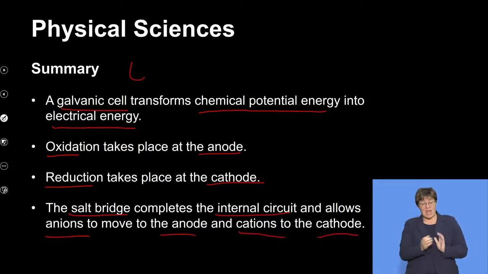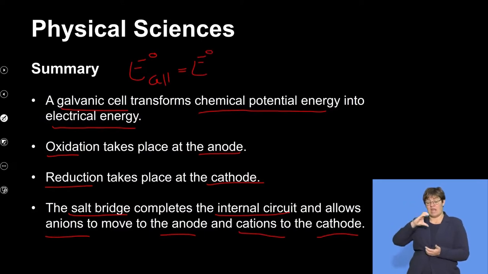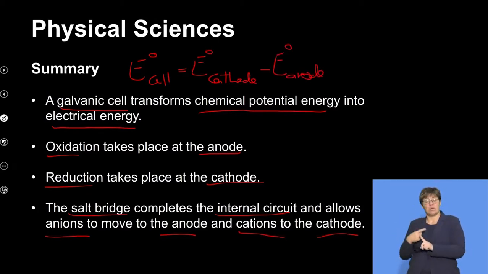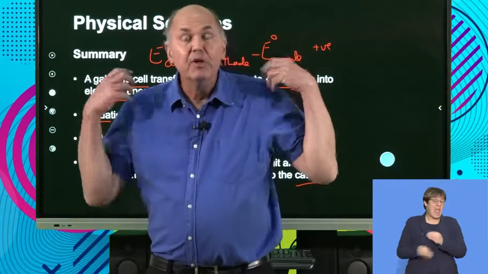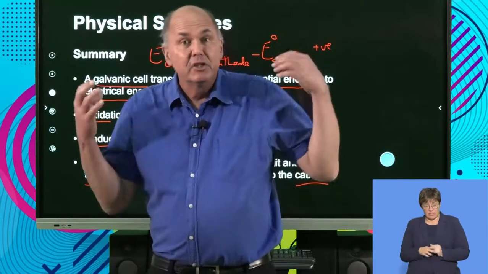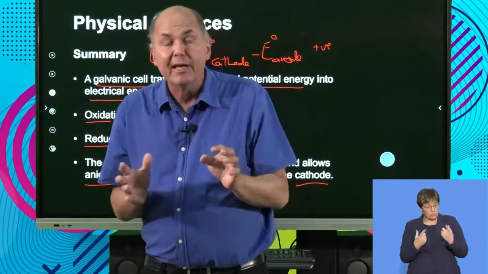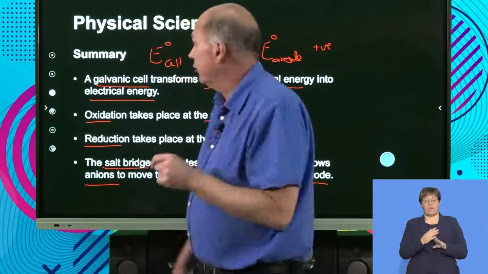Remember as well that for the galvanic cell, we can calculate the E0 of the cell, where we say E0 of the cathode minus E0 of the anode. And that will give you a positive value. It will always be positive because it is a spontaneous reaction. We're not adding any energy to it. So it's very important that when you do that reaction, you can calculate it and you can see how it works.